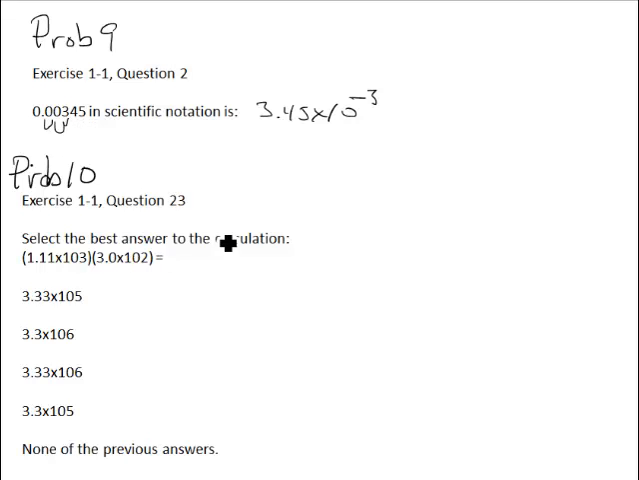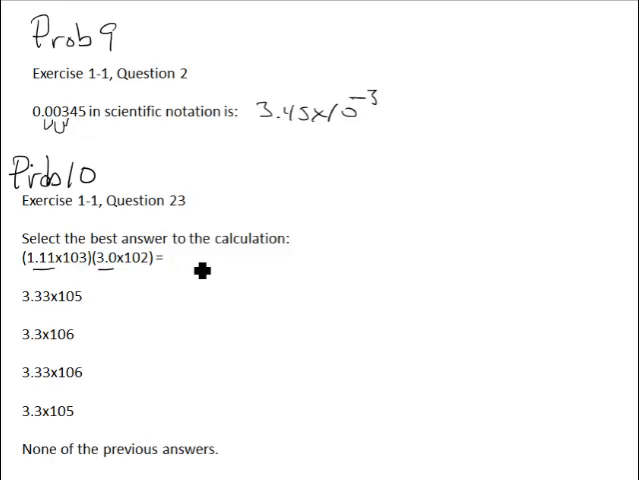Now this one though, select the best answer to the calculation. Again, you just have to put it into your calculator once you realize how many significant figures there are in the answer. So this one has 3 significant digits. This one only has 2 significant digits.